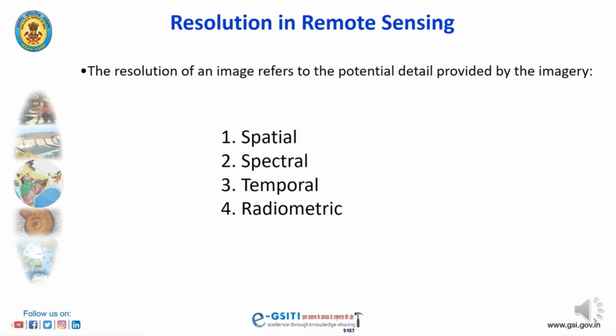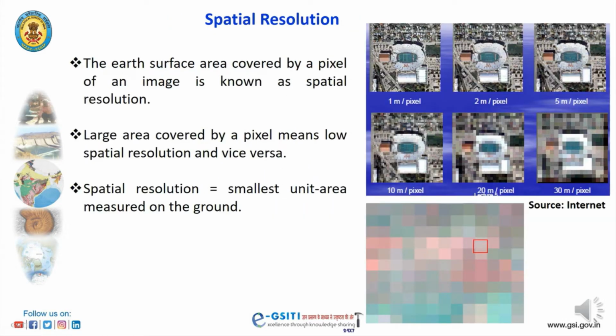Resolution in remote sensing is very important. Resolution of an image refers to the potential details provided by the imagery. There are 4 types of resolution. One is spatial resolution, second is spectral resolution, third is temporal, and fourth is radiometric resolution. I'll discuss one by one in detail.